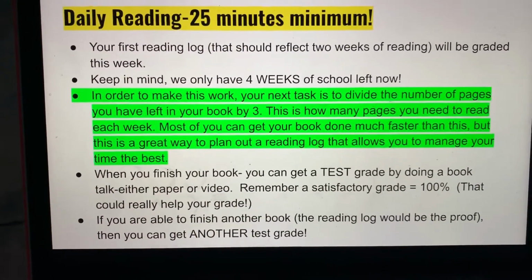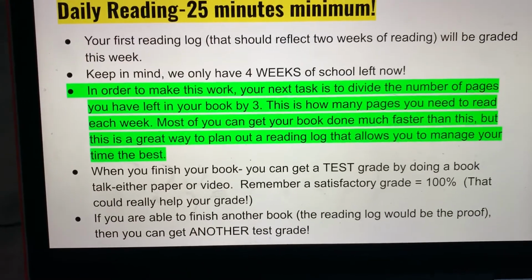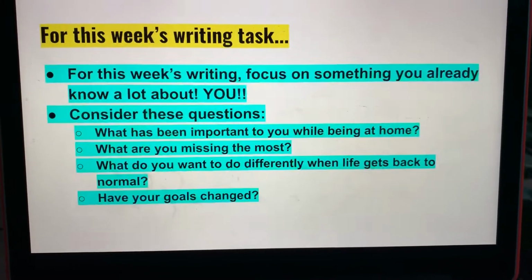If you finish another book and you have a reading log to prove it, then you can get another test grade just for reading it. You don't even have to do anything else with it.